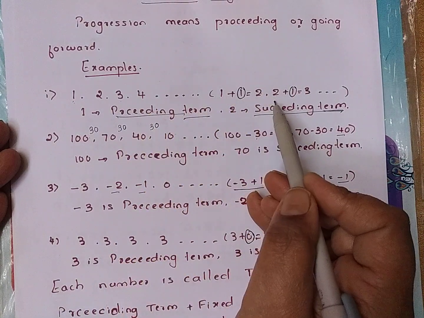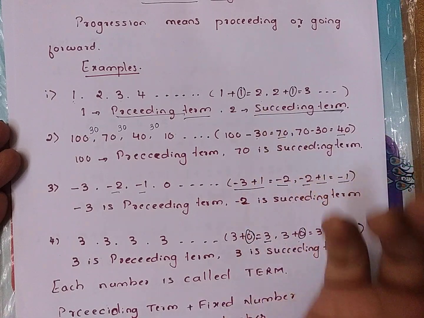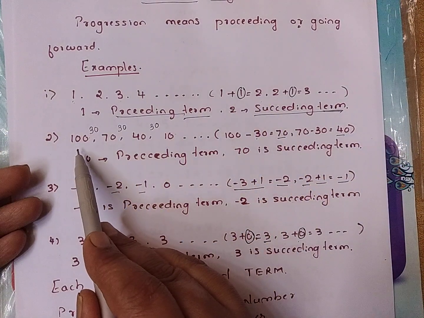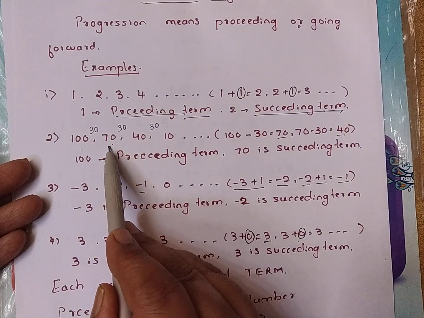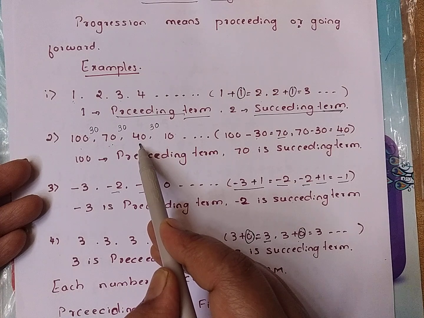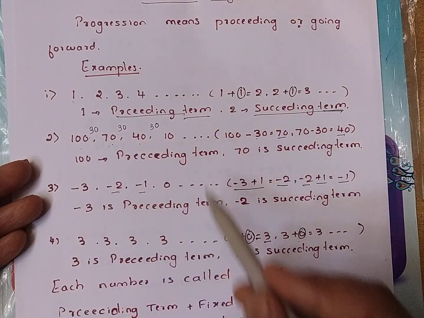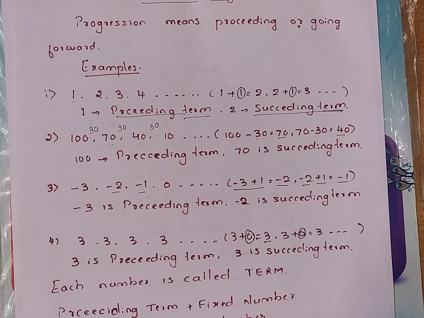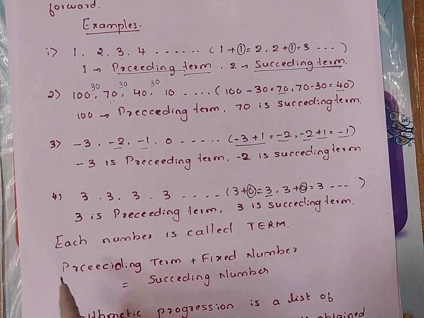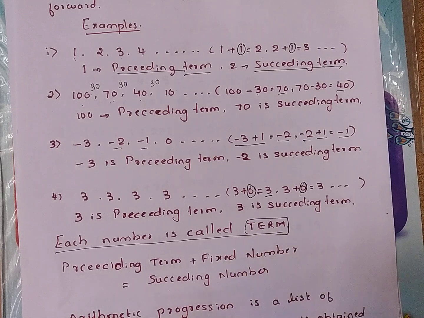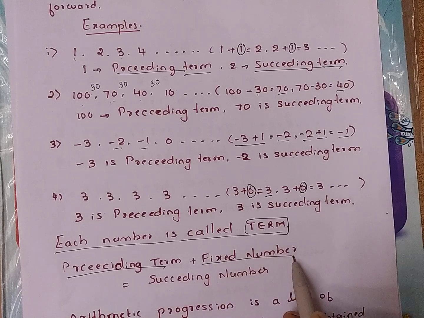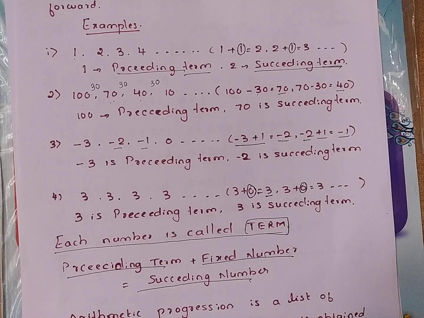And the difference is called the common difference. Similarly here, 100 is the preceding term and 70 is the succeeding term. If 70 becomes the preceding term, 40 is the succeeding term. Here also it is the same. So how can we write the arithmetic progression? Each number in the pattern is called a term. Then, if we add a fixed number to the preceding term, we get the succeeding term. This is how we write the arithmetic progression.